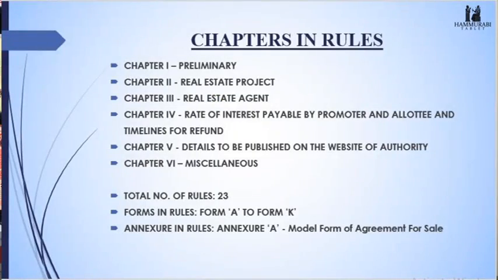Now what are the chapters in the rules? Chapter 1, as usual, is preliminary, chapter 2 is real estate project, chapter 3 is real estate agent, chapter 4 is rate of interest payable by promoter and allottee and timelines for refund. Chapter 5 is details to be published on the website of the authority. Chapter 6 is miscellaneous. Hence in these rules, the total number of rules is 23. Forms in the rules are from Form A to Form K, and there is an annexure in the rules, that is Annexure A, a model form of agreement for sale.